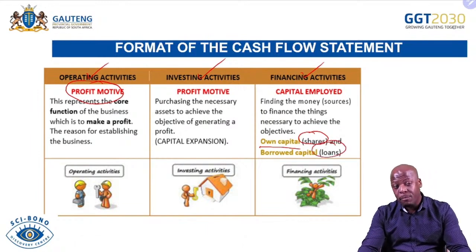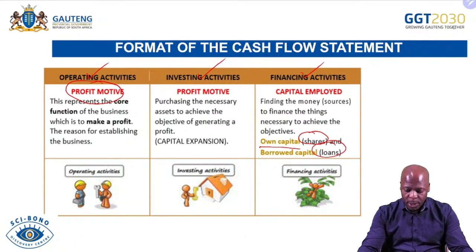So remember that? Two sources of finance. Number one, own capital, which is through shares. Then the second one is when we borrow our capital. Then we borrow it from financial institutions. So we are talking about loans.